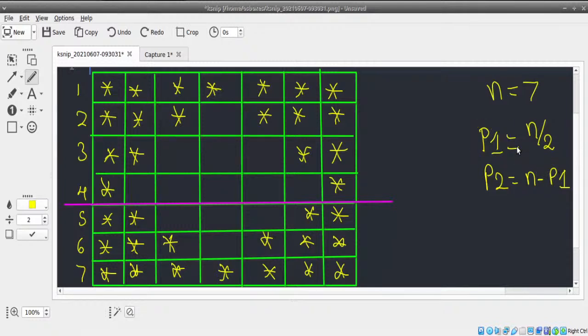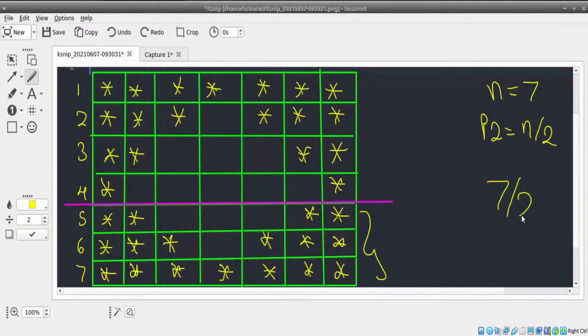So what I'm going to do here in our case is take P2 equals n by 2. That is, the size of the second pattern is 7 by 2, which comes up to be 3.5. And when we store it in an integer, it only gives me 3. Similarly, the size of pattern 1, we'll call it P1, is equal to n minus P2. This is what we can do.